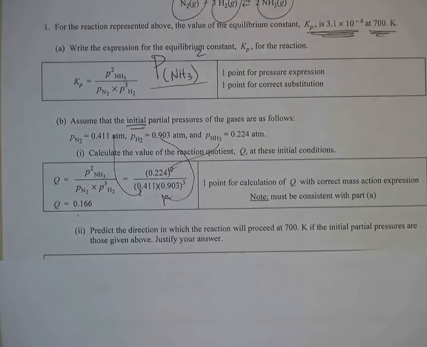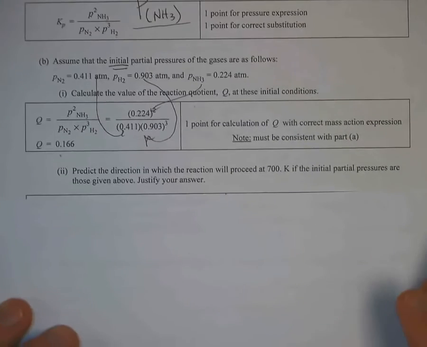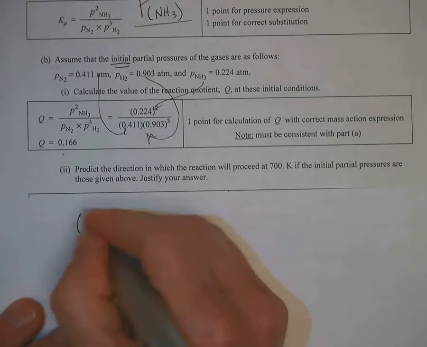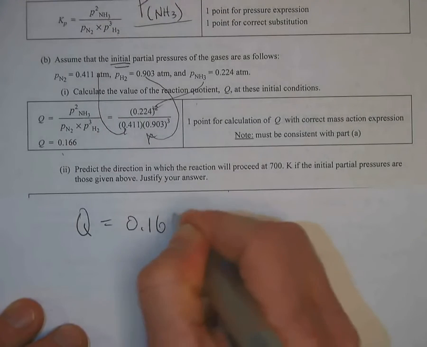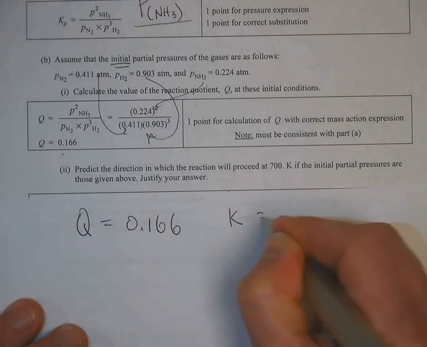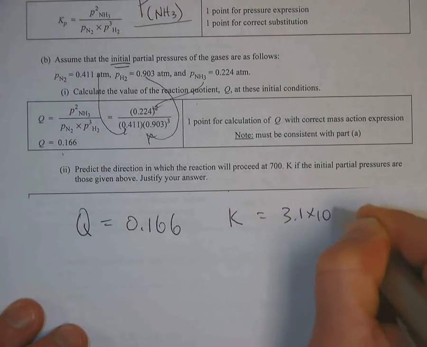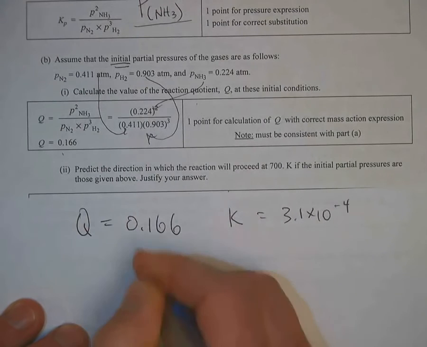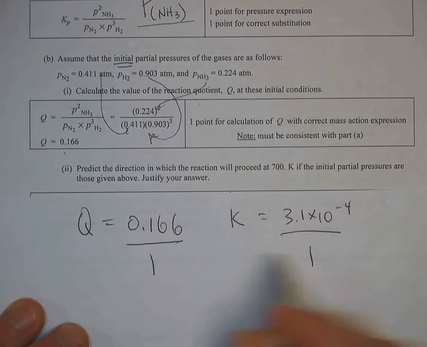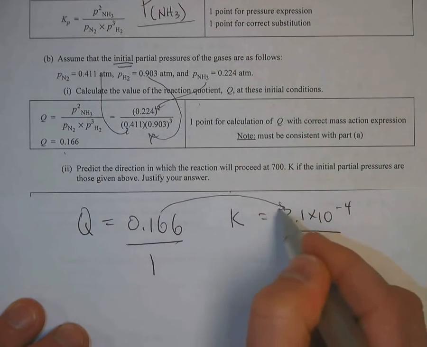Predict the direction your reaction will proceed. Hey, we just did something like this. So they've got Q equal to 0.166. K is equal to 3.1 times 10 to the negative 4th. What did I say to do? Take and write it over 1. Now, what has to happen to Q to look like K?